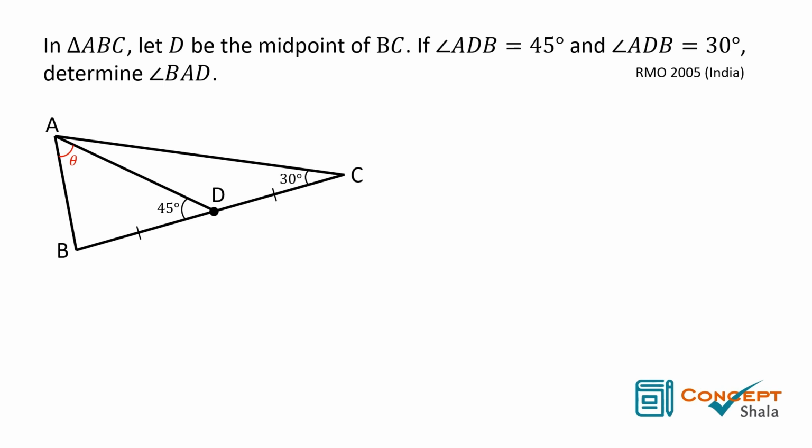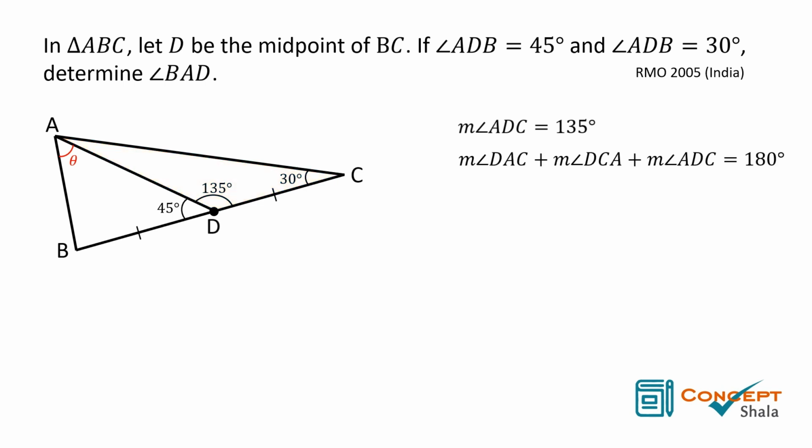Now, in order to solve this problem, we will start with finding angle ADC. As angle ADB and angle ADC form a linear pair, the sum of the measures of these angles is 180 degrees. As we already know that angle ADB is 45 degrees, angle ADC is 180 minus 45, that is 135 degrees. Now let's focus on triangle ADC. The sum of the angles of this triangle should be 180 degrees. So measure angle DAC will be equal to 180 minus 135 minus 30, that is 15 degrees.